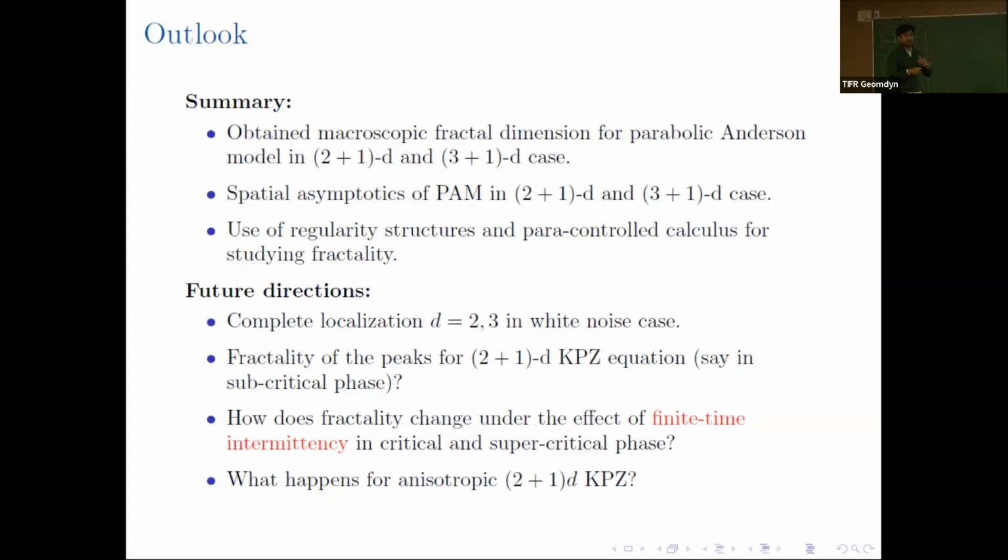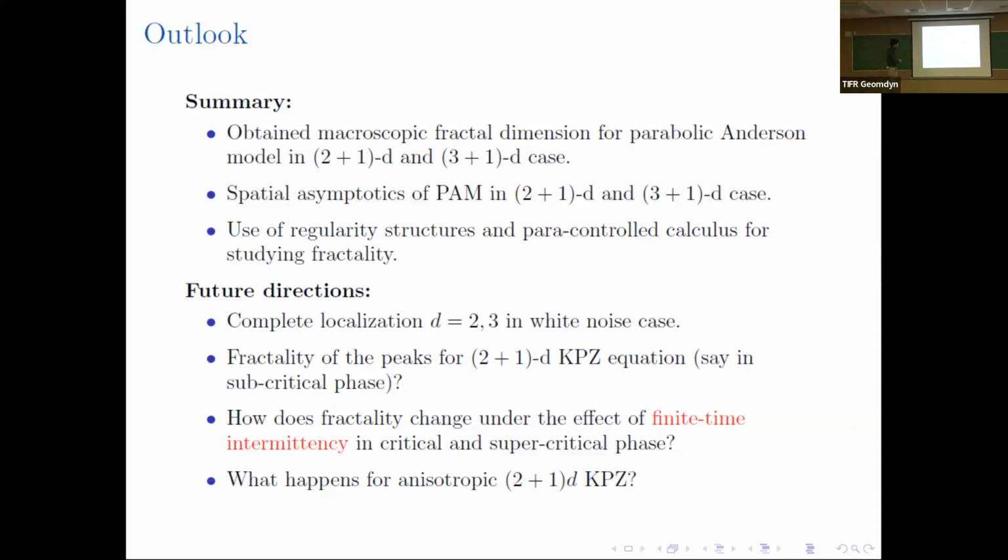So the summary is that we have the exact value of the fractal dimension in the 2 plus 1D and 3 plus 1D cases. And using the tools that we developed for the fractal dimension, we are also able to prove some asymptotics. In both these results, we were heavily using regularity structures and paracontrolled calculus. And it's probably the first instance where regularity structures were able to show some kind of quantitative result of this nature.